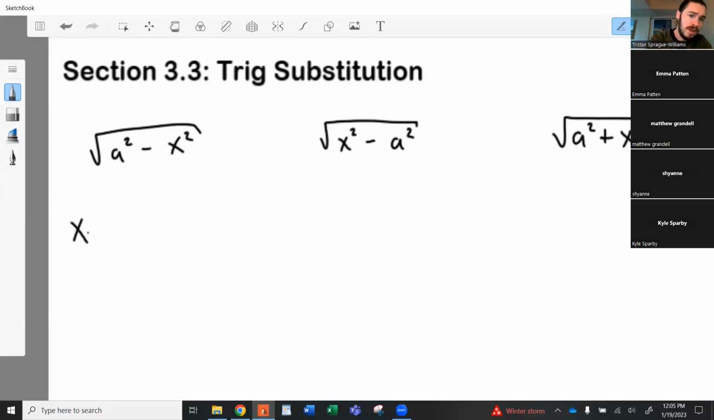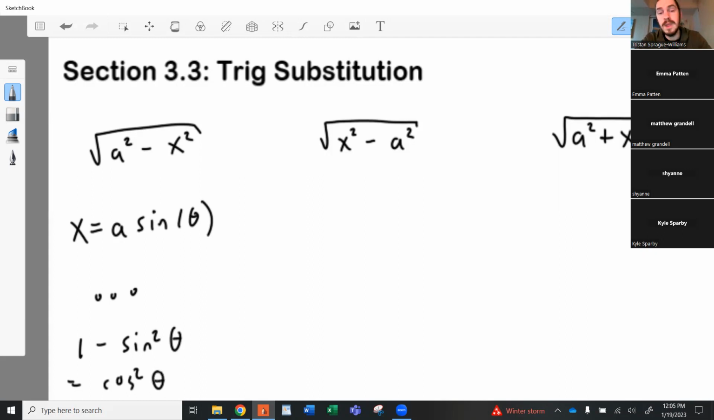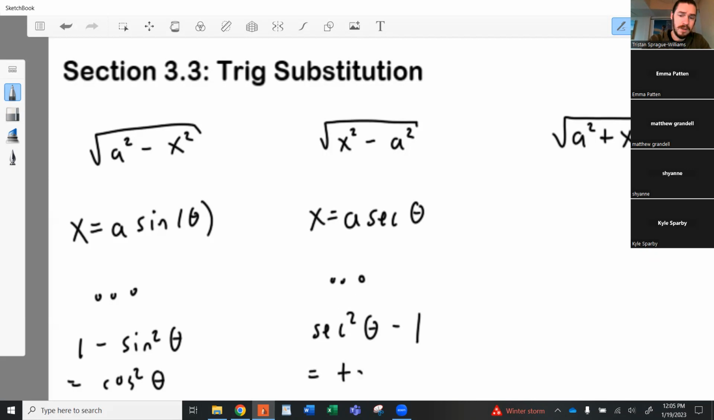And in this case, you want to use x equals a times sine of theta. And the reason is because then you will get 1 minus sine squared, which equals cosine squared. In the case of x squared minus a squared, you want to use x equals a secant theta. And the reason for that is because later on you will get secant squared theta minus 1. And that expression is equal to tangent squared theta.